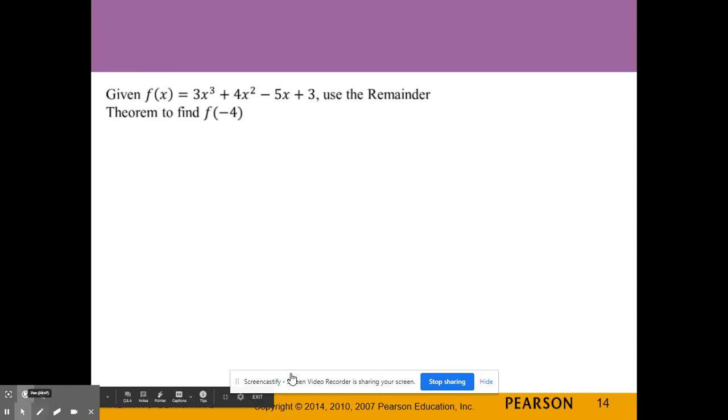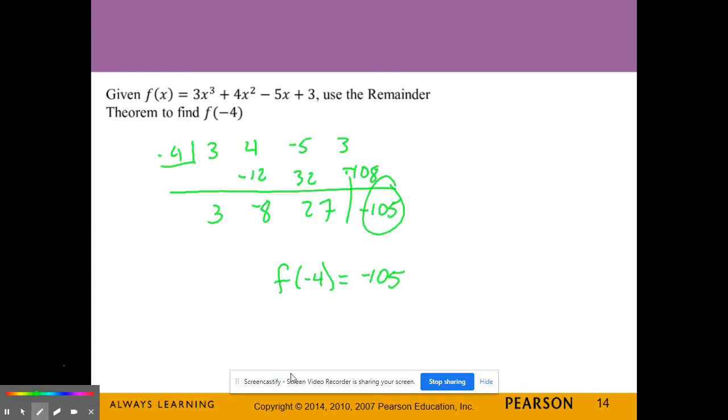All right, so let's take a look at the next example. So again, try it, pause it, and then come back. So after doing some long division, you get the remainder of -105. So that means f of -4 is equal to -105. So let's take a look at the next example.